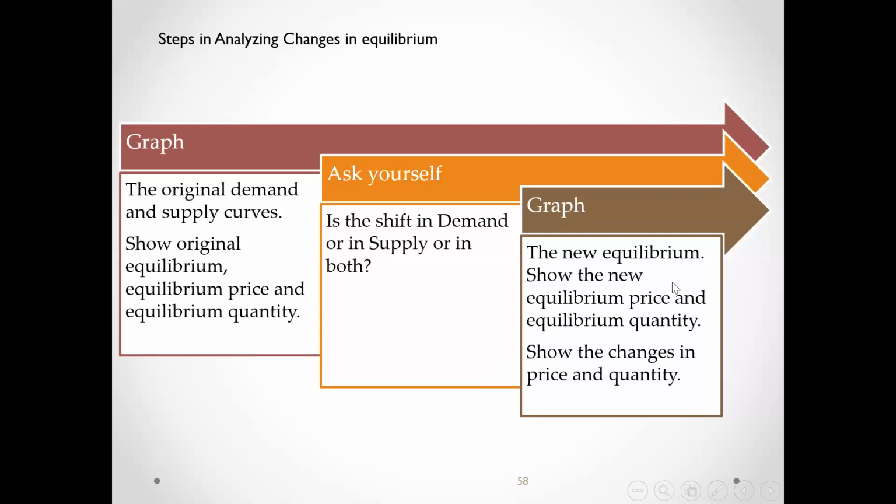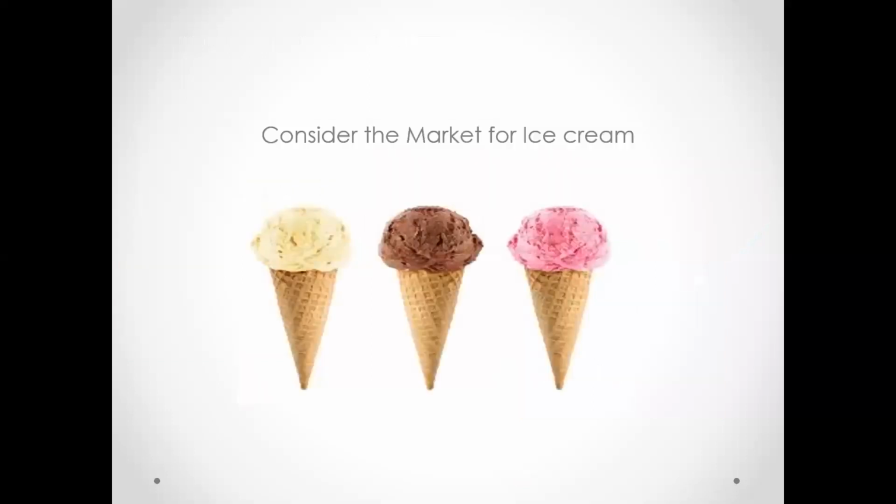بعد ما بعمل الشيفت I need to show ايه بقى اهم حاجة تاني؟ النيو equilibrium, النيو equilibrium price والنيو equilibrium quantity. يبقى هنا السلايد دي مهمة جدا. دي الستبس. These are the steps that you have to take when you are analyzing supply and demand.